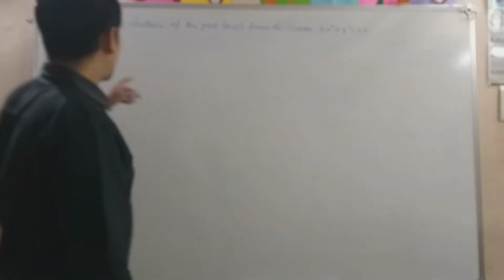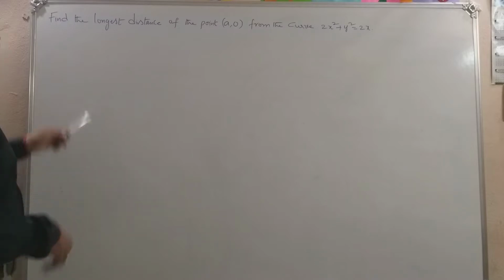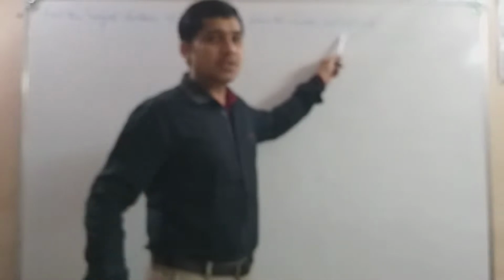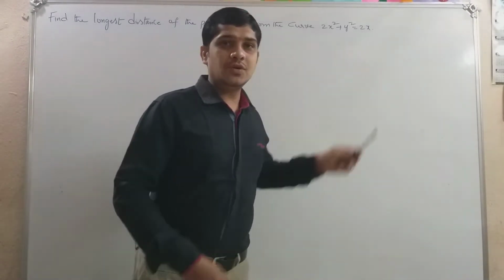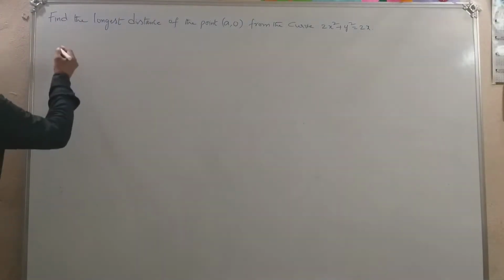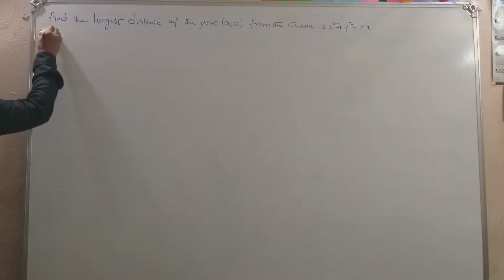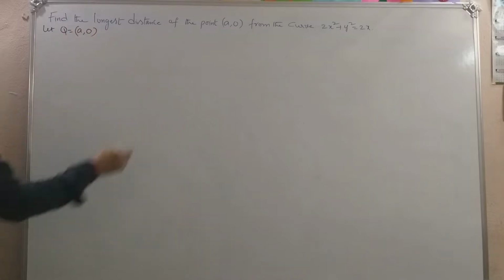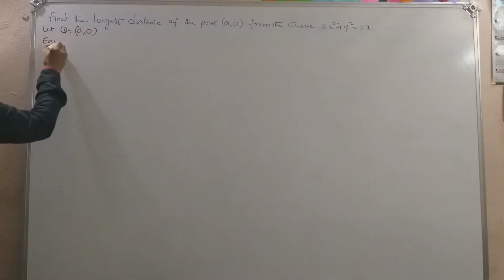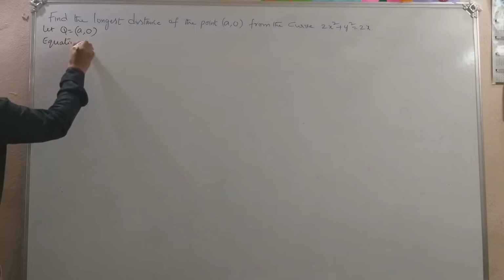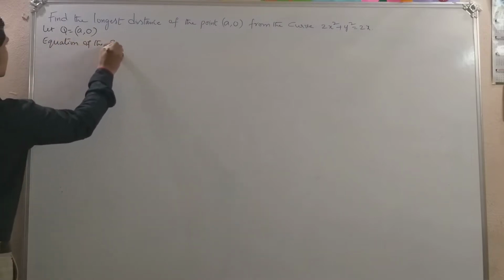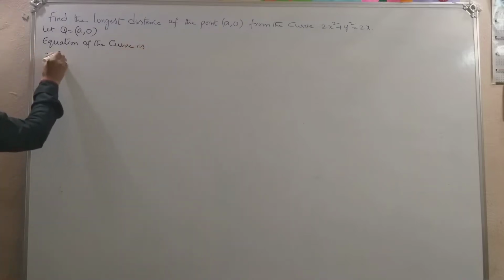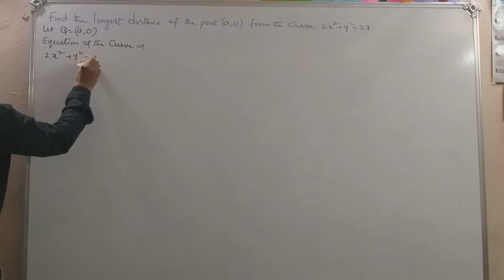Today we are going to discuss another wonderful problem, that is: find the longest distance of the point (a, 0) from the curve 2x² + y² = 2x. For this, let me consider the point Q = (a, 0) and the equation of the curve is 2x² + y² = 2x.